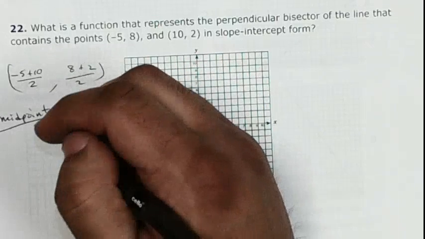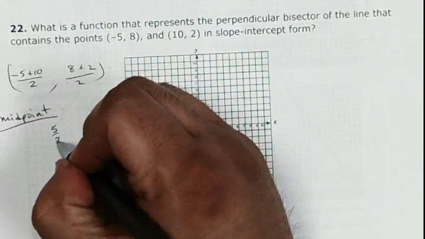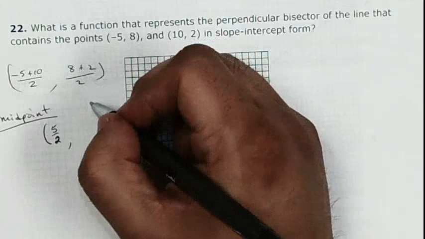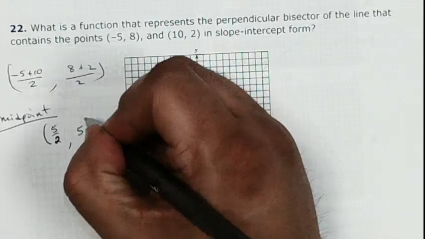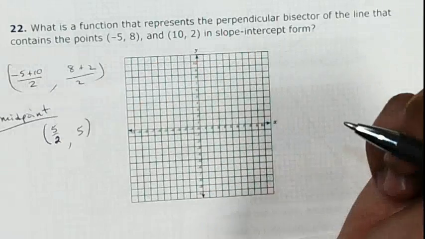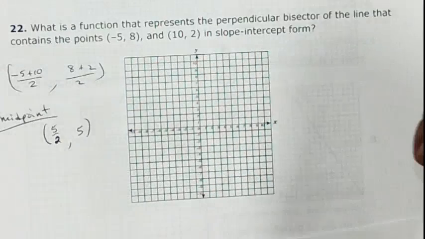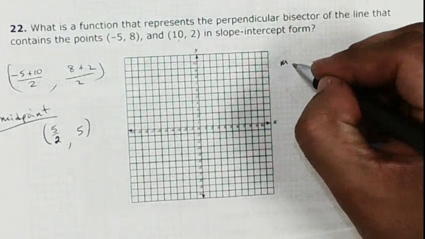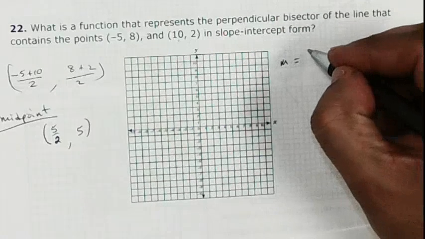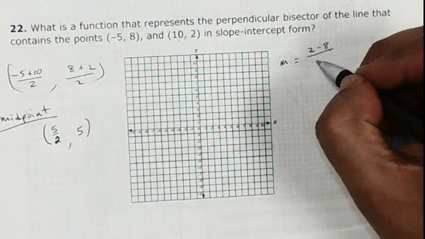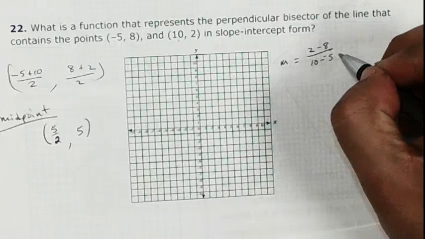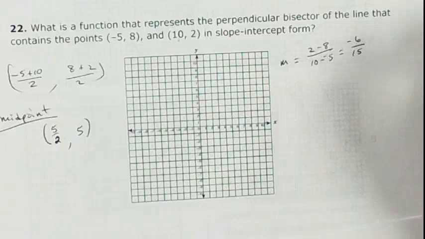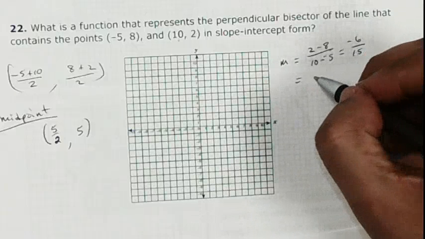So when I simplify that, my midpoint is going to be 5 over 2, and for the y, 8 plus 2 is 10, 10 divided by 2 is just 5. So that's my midpoint. The next thing I need to find is the slope of this line. So the slope is going to be equal to 2 minus 8 over 10 minus a negative 5. That's going to be negative 6 over 15, which would reduce to a negative 2/5.